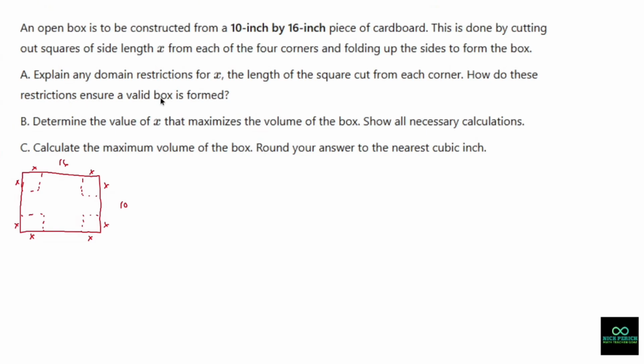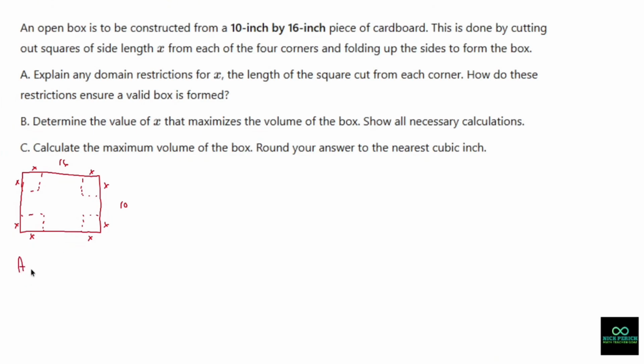Explain any domain restrictions for x, the length of the square cut from each corner. How do these restrictions ensure a valid box is formed? Well, basically you're going to cut out these x's, and the restrictions are saying what x values am I allowed to use, right? I can't just say, oh no, I'm going to cut 15-inch, 20-inch x's out of each corner because I don't even have that much material. So what is the smallest possible value that I can use?